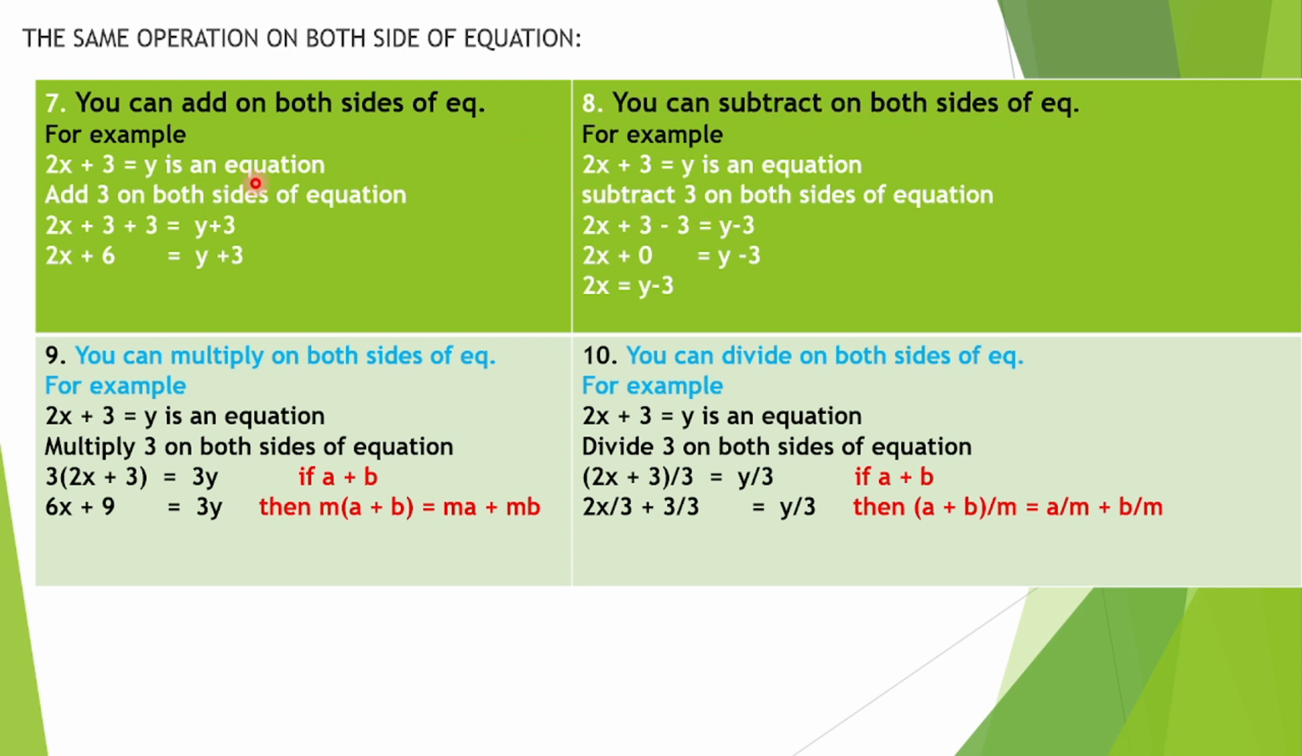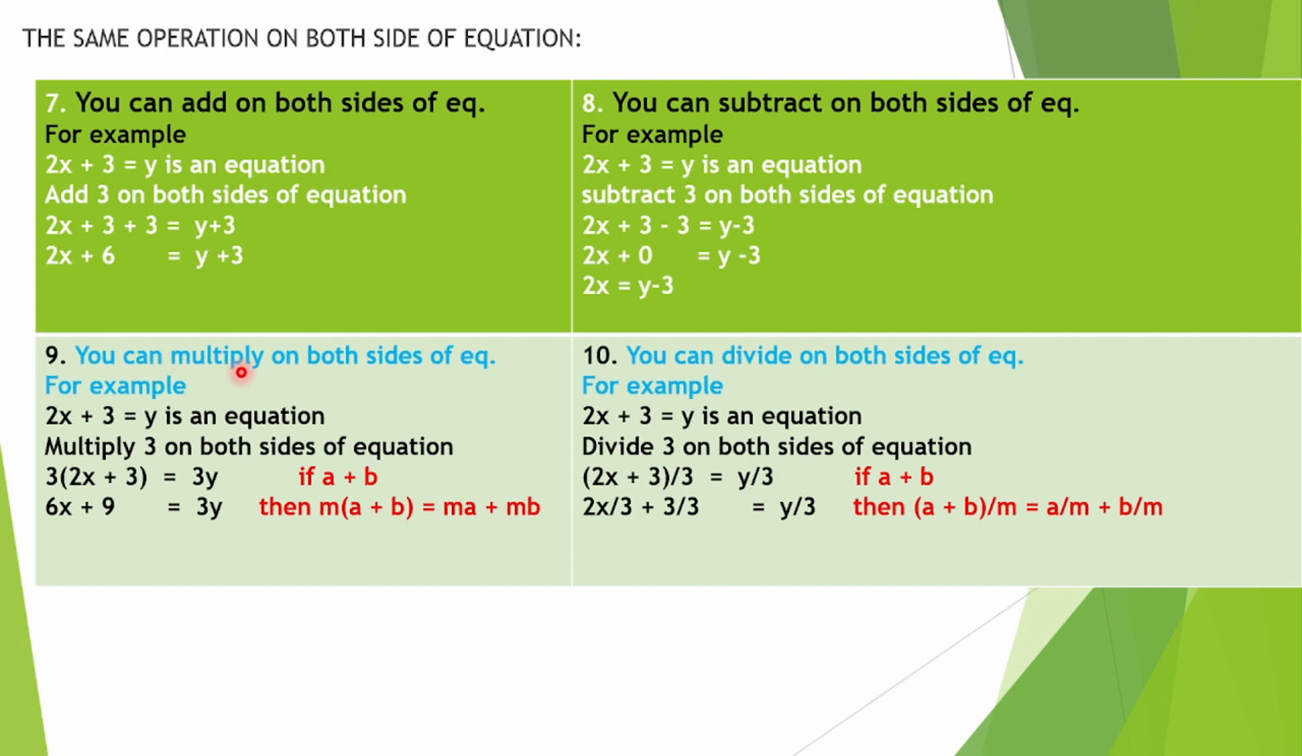For example, take the same equation. 2x plus 3 is equal to y is an equation. So subtract 3 on both sides of the equation. So the equation will become 2x plus 3 minus 3 is equal to y, and we subtracted this minus 3. So we subtracted 3 on both sides of the equation, and we can do so. So 2x plus 3 minus 3 equals 0, so 2x plus 0 is equal to y minus 3. So 2x is equal to y minus 3.